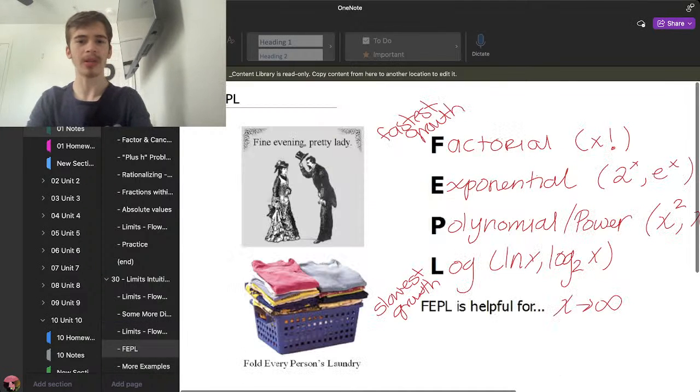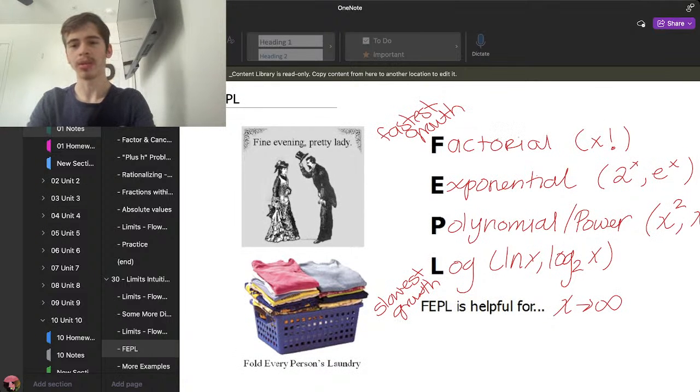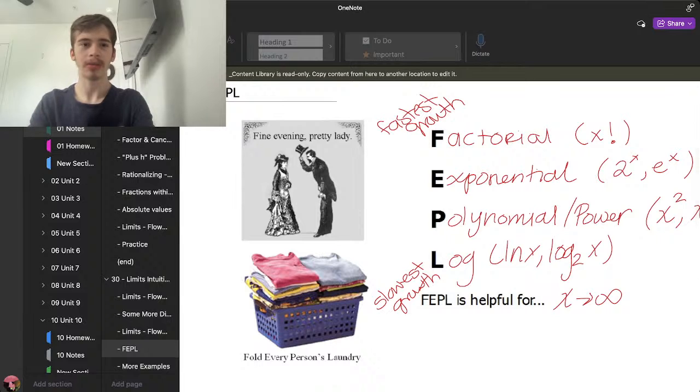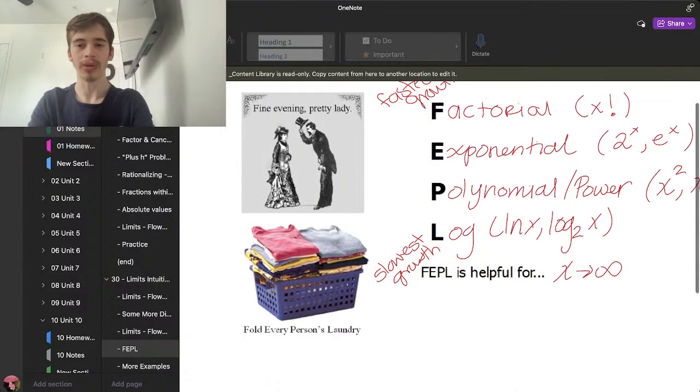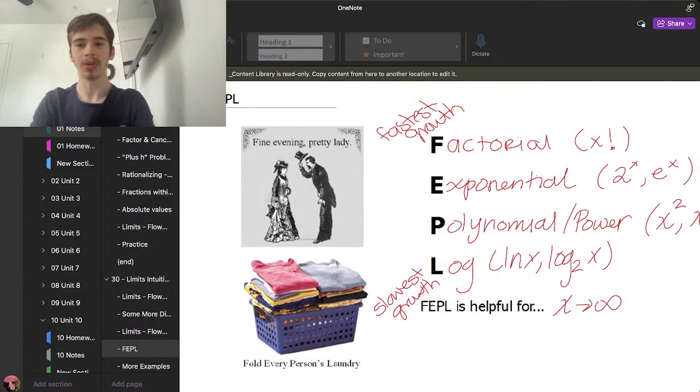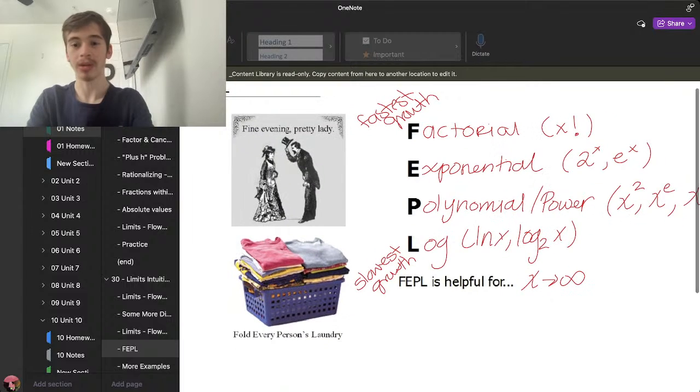But FEPL is another good approach. FEPL is your factorial, which is, well, you may have learned factorials if you're this far in Calc BC because they come up a lot in series. AB not so much. Factorial is a number times its next lowest number, and the sequence keeps going until 1 is reached. So it's like 5 times 4 times 3 times 2. You should learn it in algebra. If you didn't, now you know.